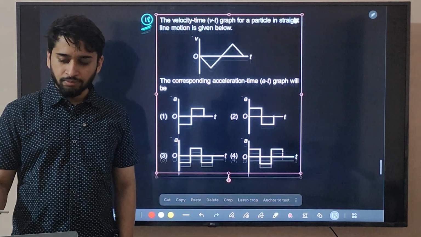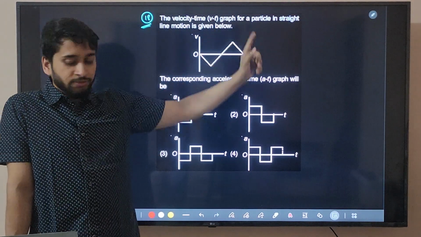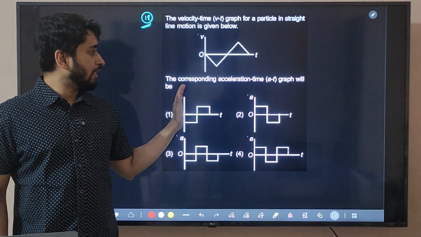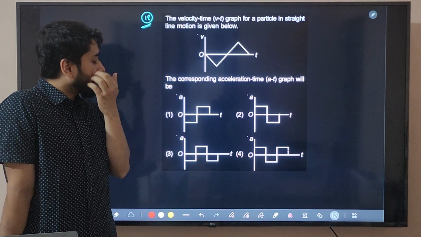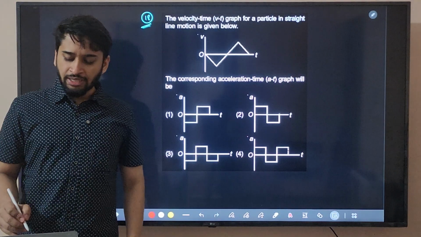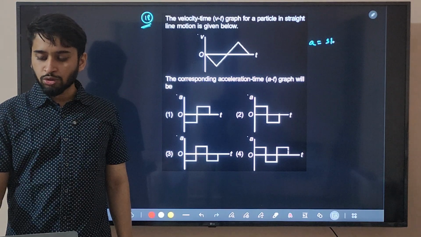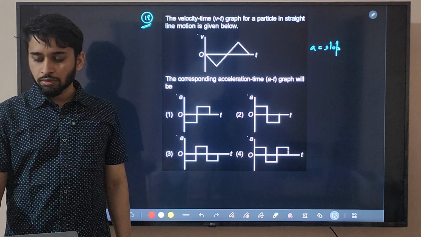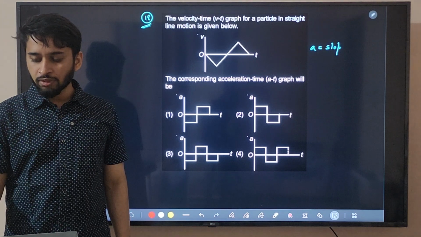See what the question says. The velocity time graph for a particle moving in a straight line is shown in the figure. We need the corresponding acceleration time graph. So they have given the velocity time graph, and we need the corresponding acceleration time graph. How do we know that acceleration will be given by the slope? Acceleration will be nothing but the slope of the velocity time graph.